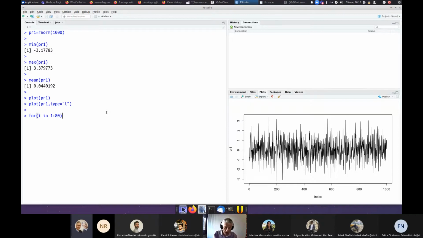Okay, if I push return now, you see that R puts a plus there. The plus is a question. R is asking me what are the tasks to be repeated. Good. Now, if you have several tasks, you need to open a curly bracket. If you have only one task, you can avoid the curly bracket. But with several tasks, like I am doing now, I need to put a curly bracket, okay?